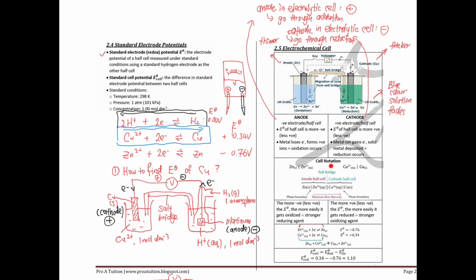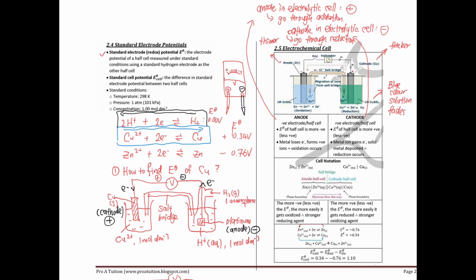Cell notation. We have a fixed format. You have to remember what kind of format to be used here. So this is the format to write cell notation. We put the anode half cell on the left, and the cathode half cell on the right. For the anode half cell, we start with the electrode first, and then zinc 2 plus. Zinc 2 plus is the electrolyte.